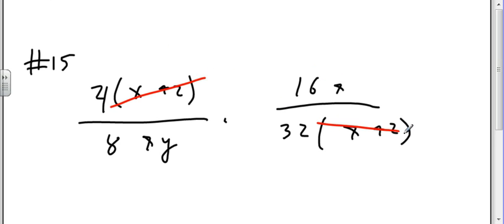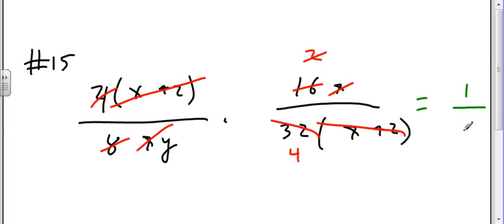That goes away, that goes away. 8 goes into there twice, 2 times 4 is 8. And 8 goes into 32 four times. And we got an x there, we got an x there. All right, well, that doesn't leave us too much. Leaves us nothing. 1 divided by 4y. Yeah, that's about all that left us, 1 divided by 4y.